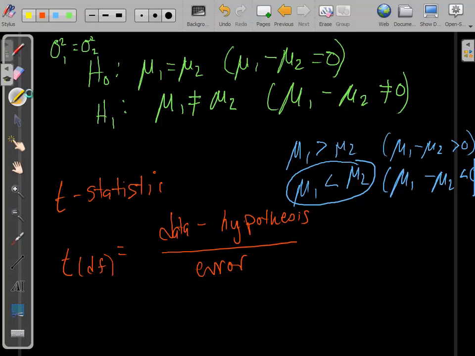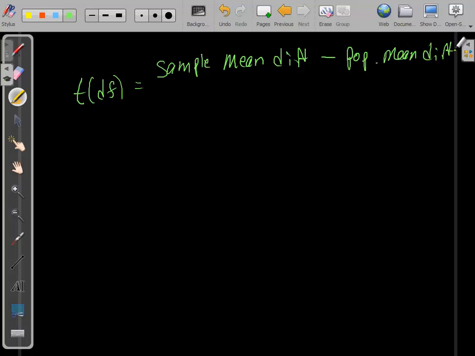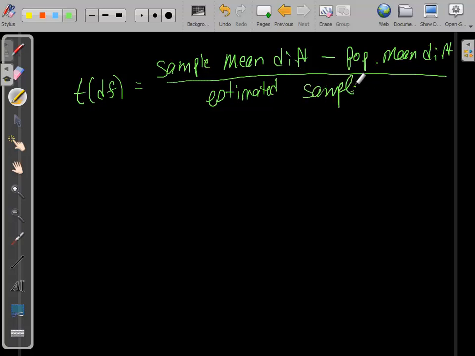So let's look at the t statistic for the two samples. So t with the degrees of freedom is going to equal the sample mean difference minus the population mean difference. In other words, the difference we should see, divided by the estimated sample error. Okay? So in order to address this t statistic, we need to talk about two things. First thing, we need to talk about degrees of freedom. Second thing we need to talk about is this estimated sample error.